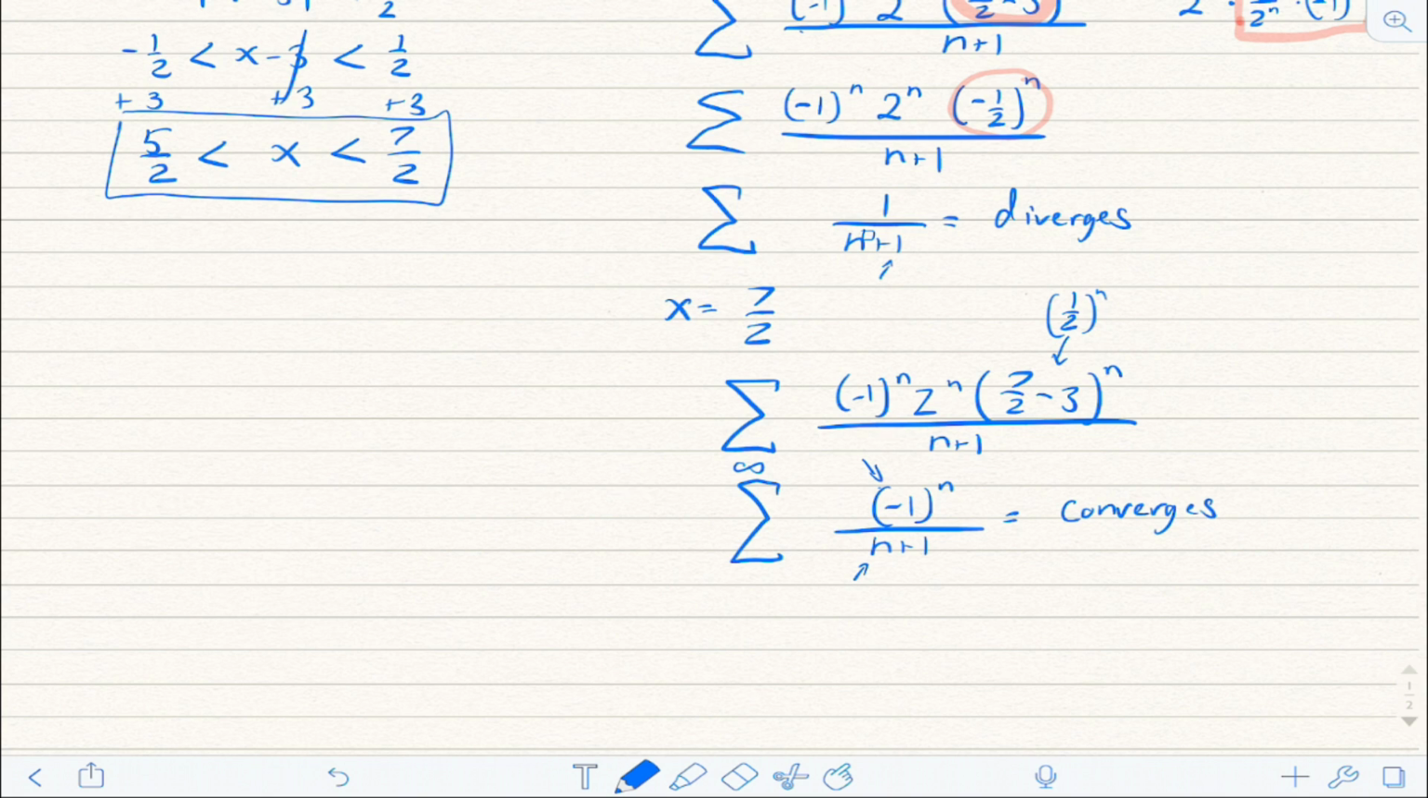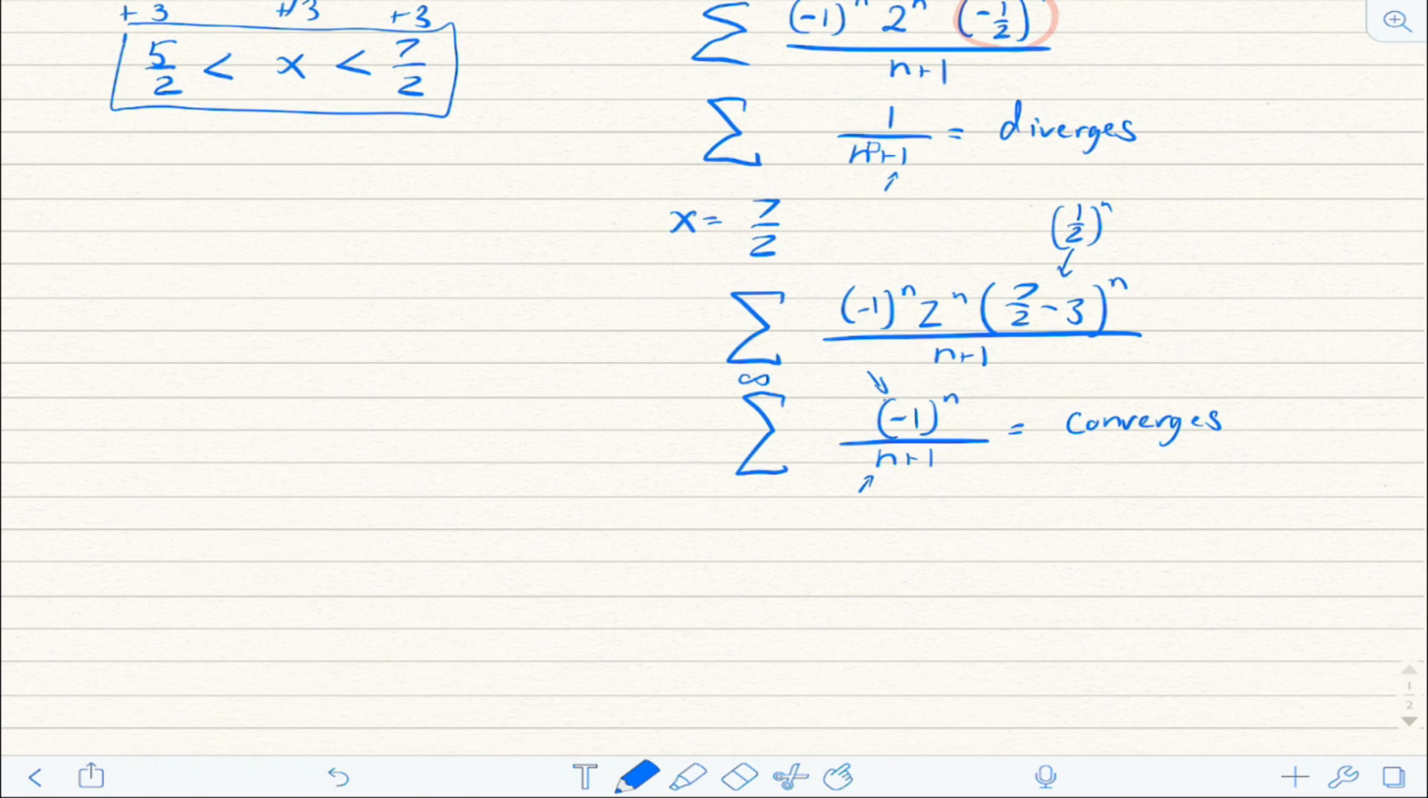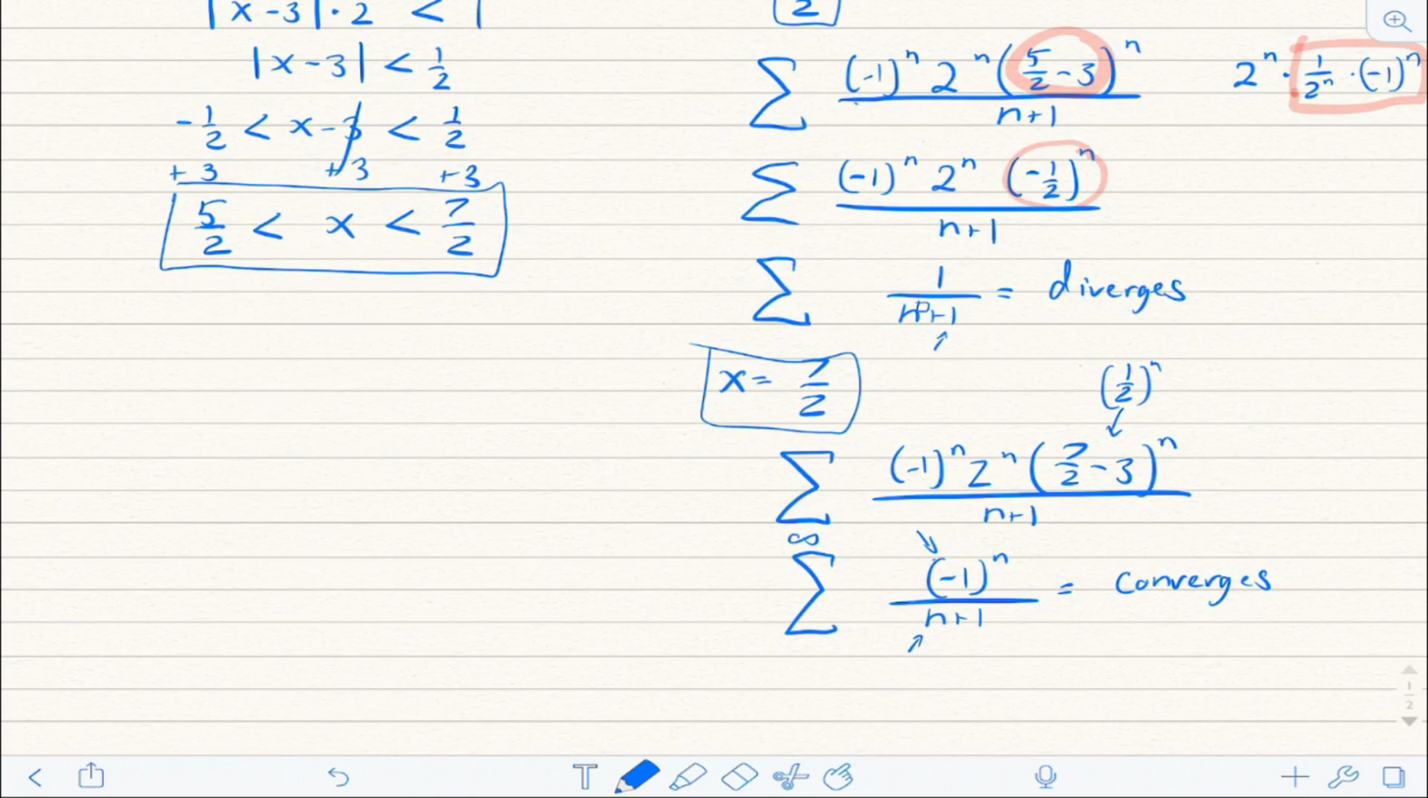The big thing you need to remember is that if it looks like some type of harmonic series, like 1 over n, or 1 over n plus 2, or 1 over n minus 3, those are all going to diverge. But if they have the alternating piece to it, that negative 1 to the n or negative 1 to the n plus 1, then it's actually going to converge. So that means this value converges, so x equal to 7 halves is actually included in the interval.